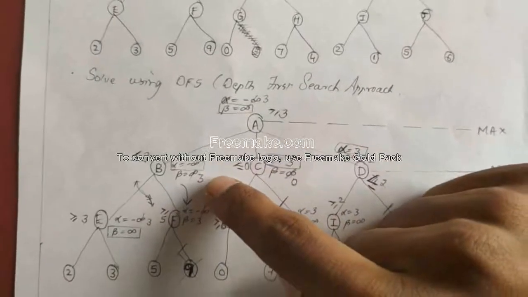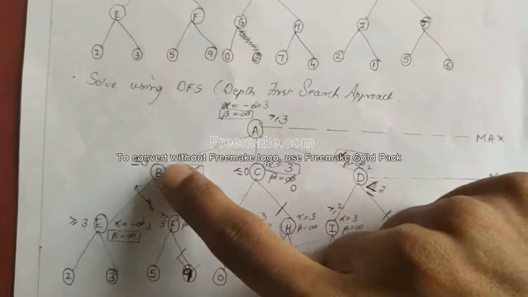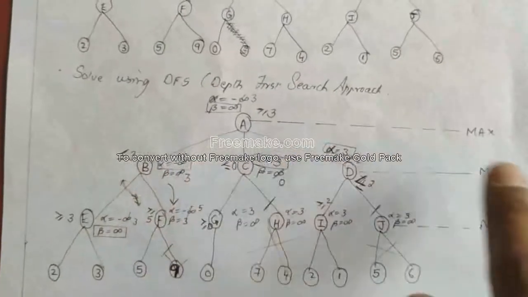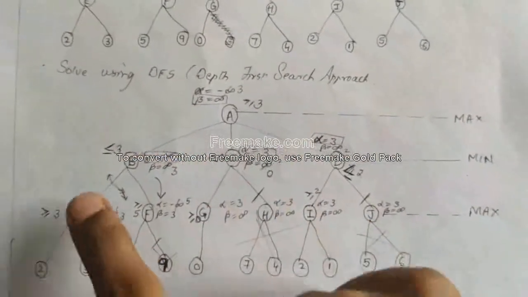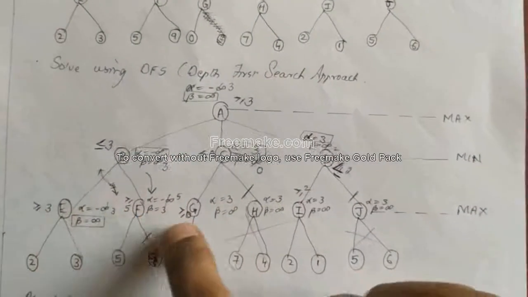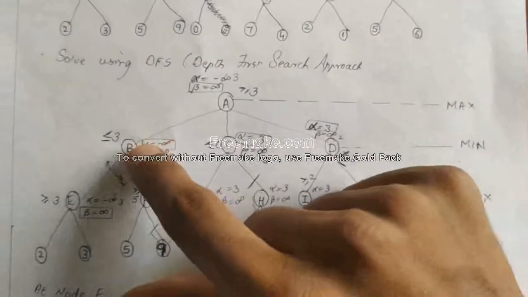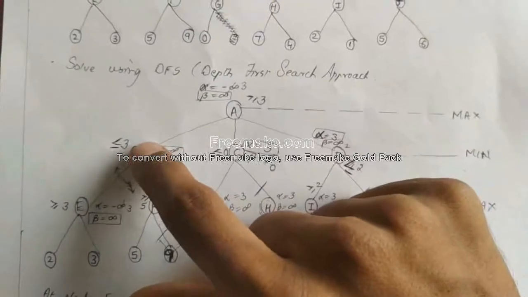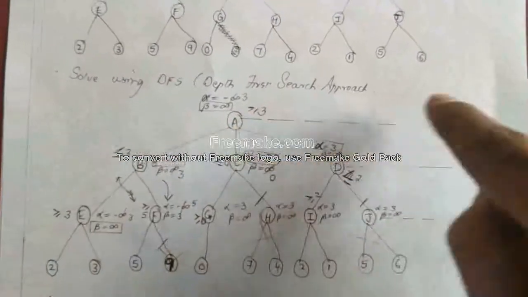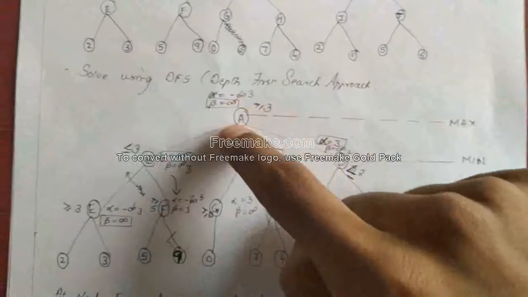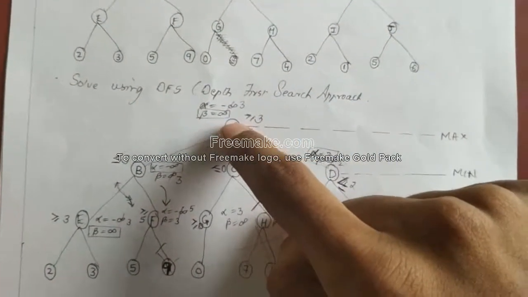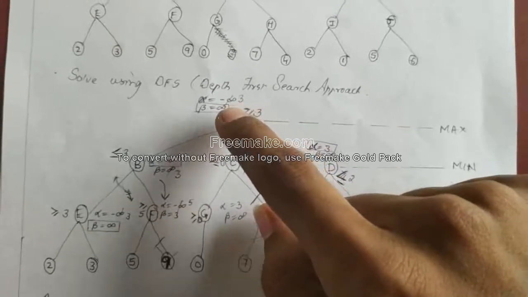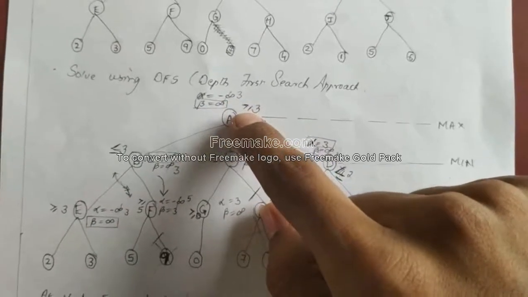So here, as we see, beta takes the value 3. For minimum we name it as less than or equal to 3, and for maximum we name it as greater than or equal to 3 in all other cases also. So here the value 3 is moved on to the top layer, which is the max case. Here alpha and beta take the default values: alpha is equal to minus infinity and beta is equal to infinity.